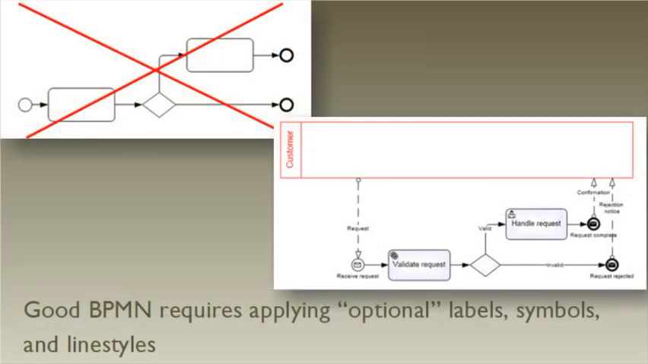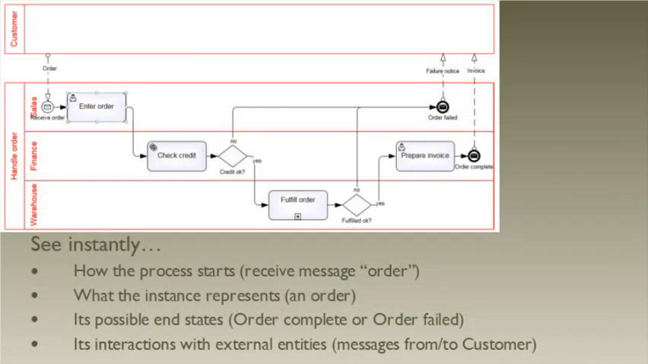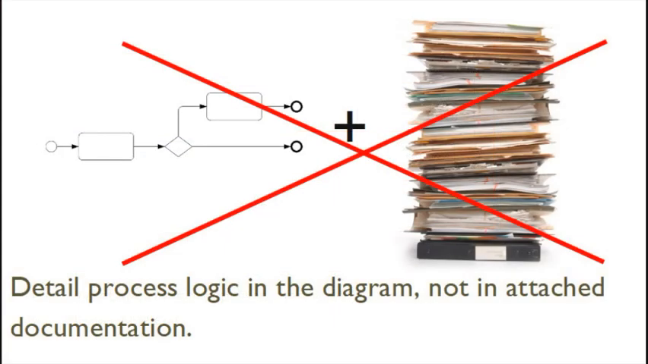Compare it to this one, containing shapes, labels, and symbols that the spec calls optional. Good BPMN, following the method and style conventions, requires the modeler to include them, as you see here. Method and style captures not just the process steps, but how it starts and ends, and its external interactions. Here it starts with a customer order, and we see the messages returned from its two possible end states. You see this from the diagram on its own.